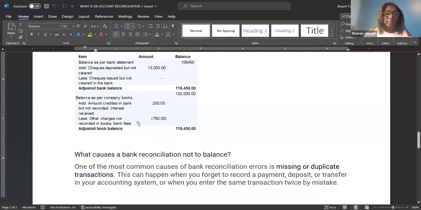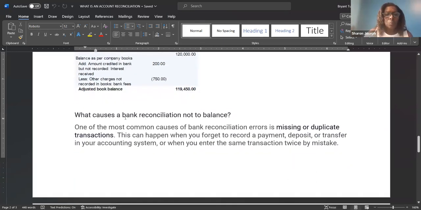Another type of item goes the other way. So there are bank fees. The bank statement is saying, oh, we had $750 of bank fees, but you haven't recorded that in your books yet. So you would need to make these adjusting entries in your books. And then you come to the adjusted book balance. This adjusted book balance should agree with your adjusted bank balance. And that's basically the gist of doing a bank reconciliation.